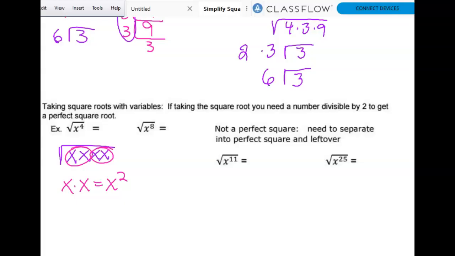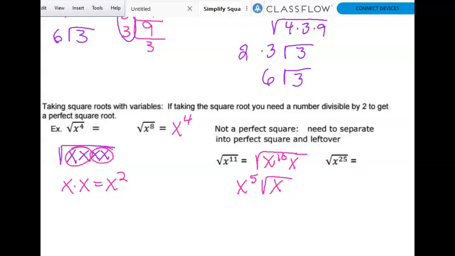But what's my index again? 2. So what is 4 divided by 2? 2. What would 8 divided by 2 be? So if I have x to the 11th, does 11 divide by 2? No. But could that be x to the 10th? That's my closest even. And then one more x by itself. And so what's 10 divided by 2? So 5 x's get to go out, and that x has to stay home.